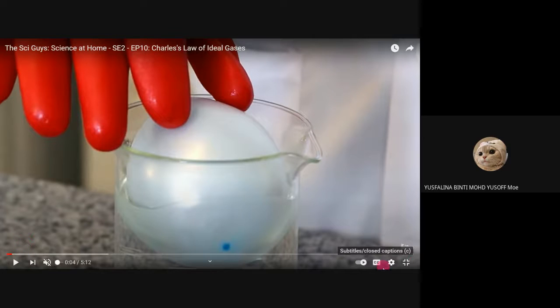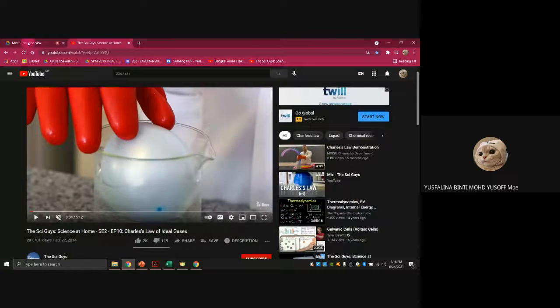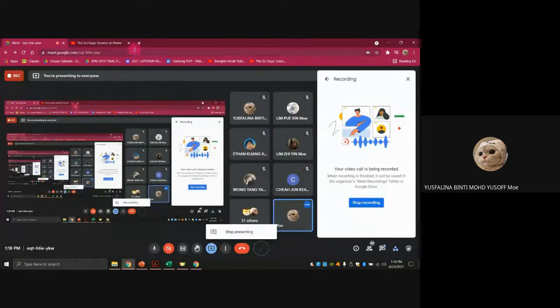Okay, but I think I got one. Wait, can you wait for a while? So I think we cannot finish gas law for today. Wait, I already found this now. I saw someone using a kettle. Yeah, yes, this one.